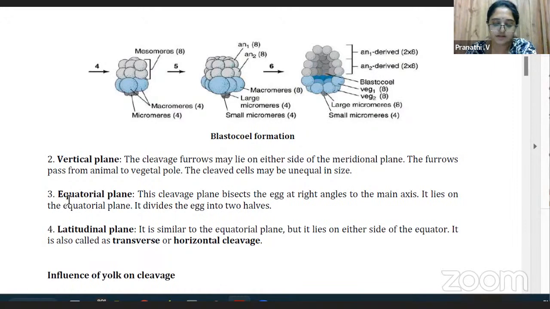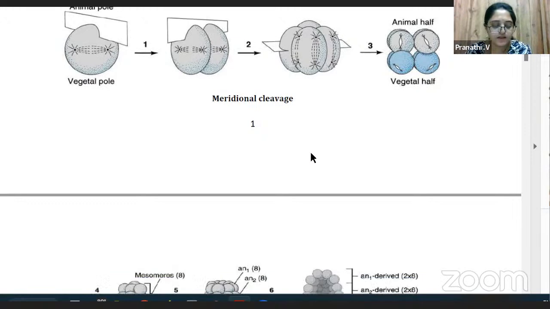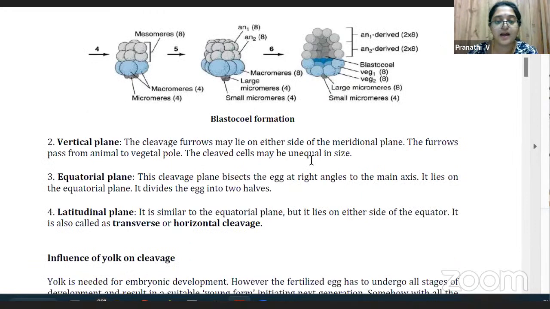This meridional plane cleavage is seen in different kinds of frogs, and then the first cleavage of chick. Vertical plane is seen, again, in chick only. And the equatorial plane is seen in the fifth cleavage furrow of Ambystoma maculatum. The equatorial plane is wherein the cleavage plane bisects the egg at right angles to the main axis, so you're going to get the egg in two halves in total.